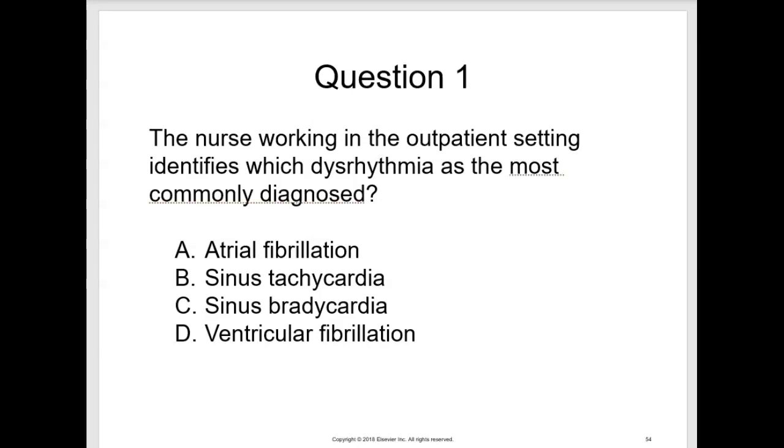The correct answer is A. AFib is the most common dysrhythmia seen in clinical practice. It is responsible for a third of hospitalizations for cardiac rhythm disturbances. Patients can live with this dysrhythmia, but most are treated with anticoagulation therapy to avoid possible blood clots.